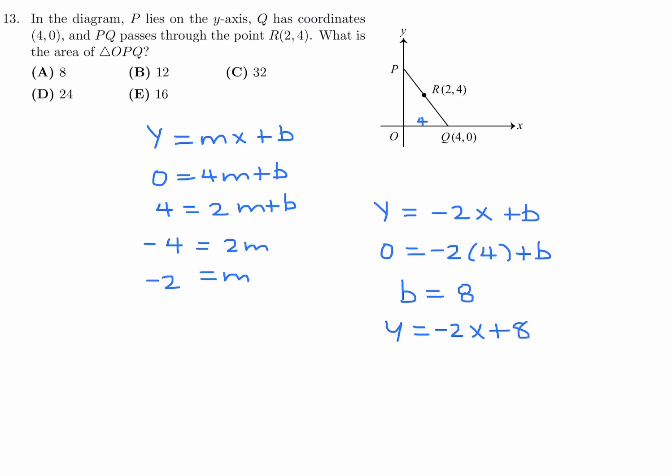All we have to do now is figure out that coordinate. That's basically when x is equal to 0. When x is 0, that's 8. So this point right here is 0, 8. And therefore that distance is 8. So the area of that triangle, 1/2 base times height. The base is 4, the height is 8. And that looks like 2 times 8, which is 16. So number 13, the answer is E.